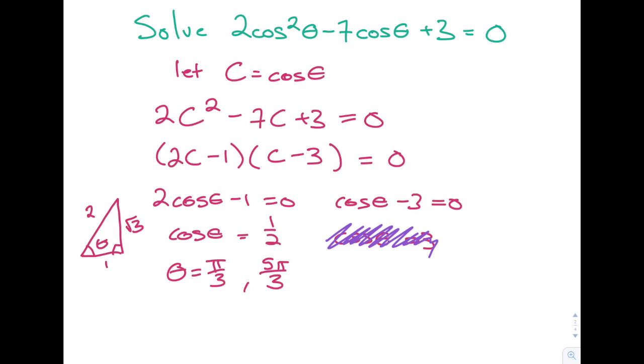And of course, these are just the solutions for one period. Now we need to write all solutions. So we write theta equals pi over 3 plus 2k pi, and theta equals 5 pi over 3 plus 2k pi.